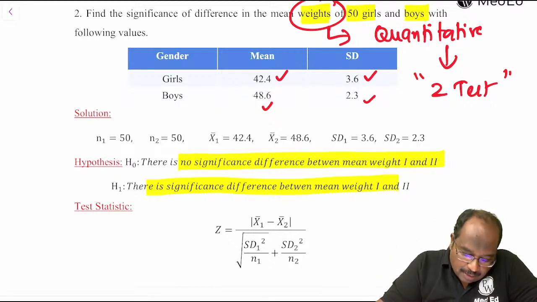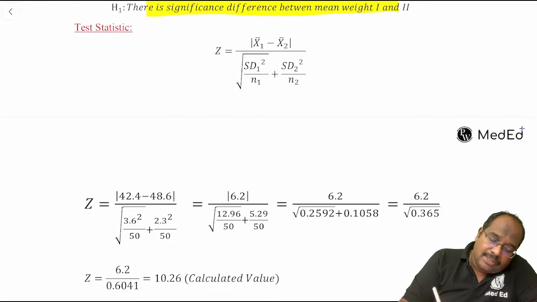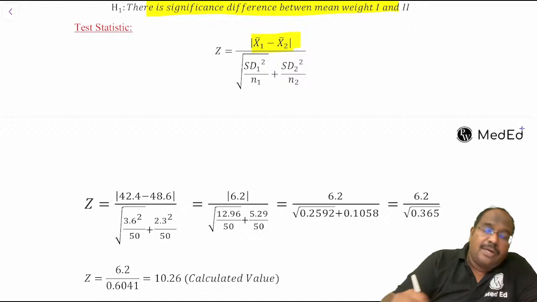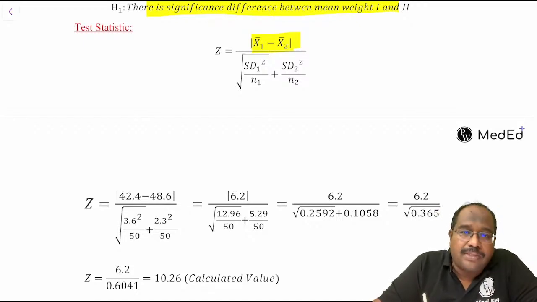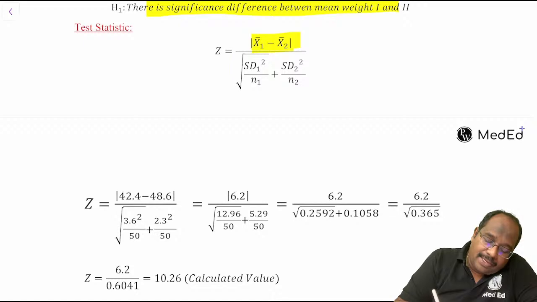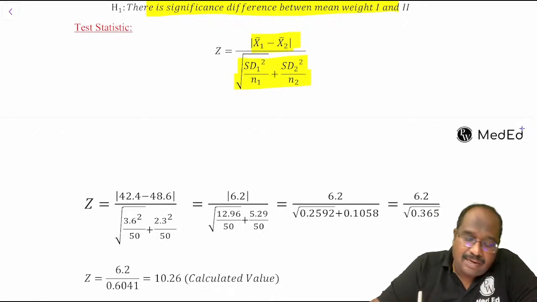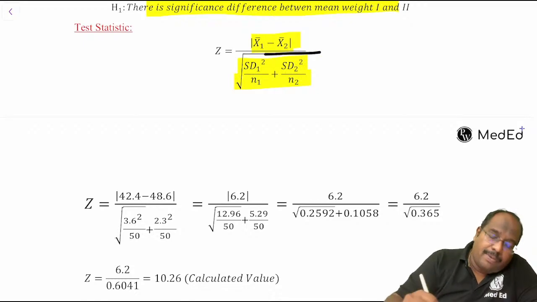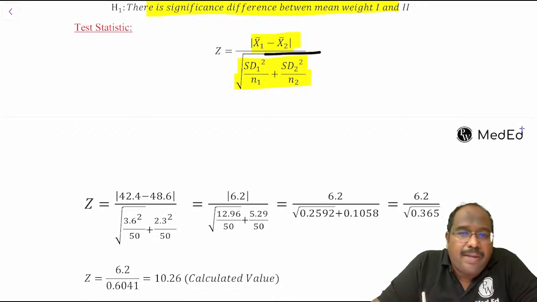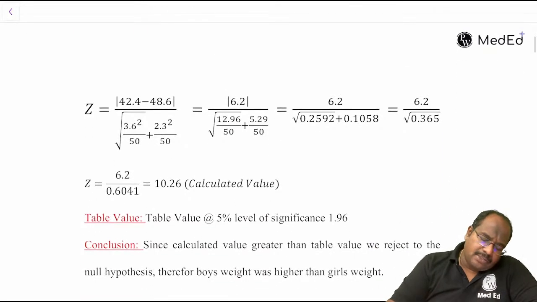Now what is the formula here? The test statistic Z is equal to the difference between the means of the first group and second group, between boys and girls, divided by the standard error of the difference between the means. Standard error formula is the square root of SD1 square by N1 plus SD2 square by N2. This is the formula, guys. Okay, fine. Now what is the difference between the two means?